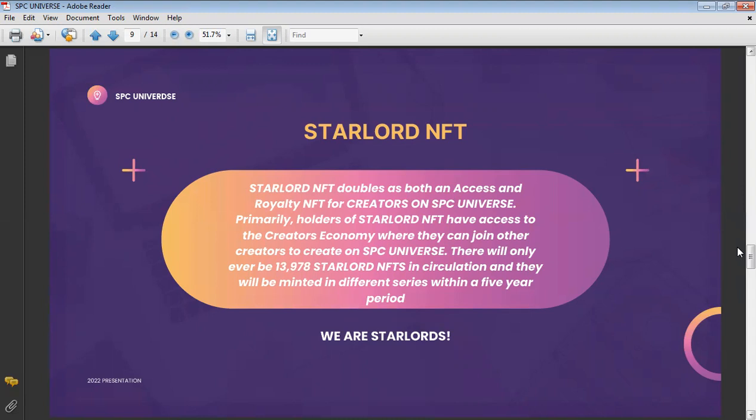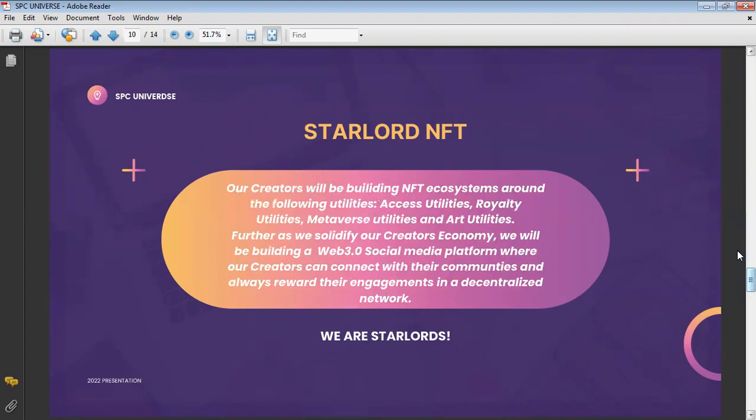So positioning yourself and getting in early is primary. Every time you hear a series is out, position yourself and get in early, with the kind of things we are working on and building around Starlord. You don't want to miss it for any reason. Trust me. Our people will build an ecosystem around access utilities, meta utilities, and art utilities.